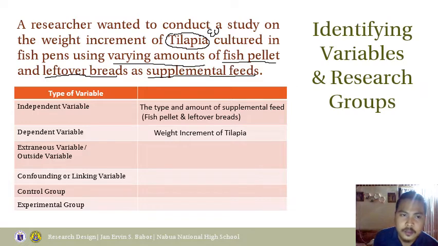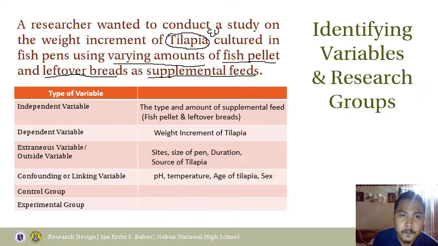Third one is the extraneous variable or outside variable. It's the size of pen, duration of the study, and the source of tilapia. Now, the confounding or the linking variable, and these are the variables which can readily affect independent and dependent variable: the pH, temperature, age of tilapia, and its sex.